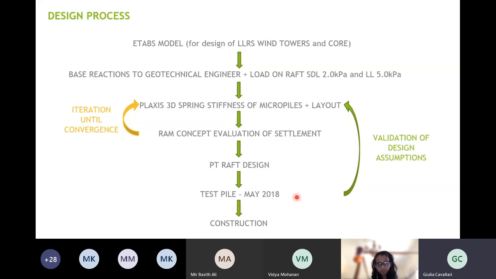Once the site was available, we did tests on the site by installing the test pile. With the information from the test pile, we revised the design again and went through a few more iterations. Once satisfied with the convergence of the design from the geotechnical team and the structural team, we proceeded with the construction.